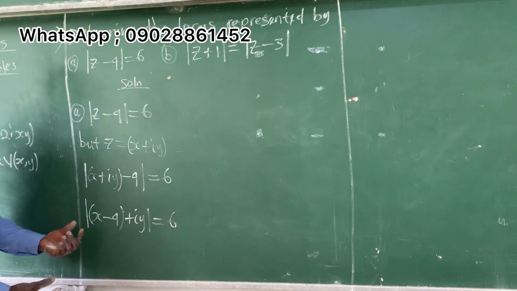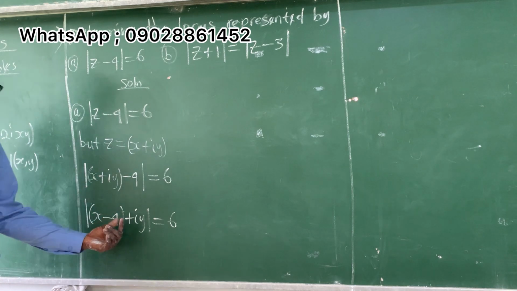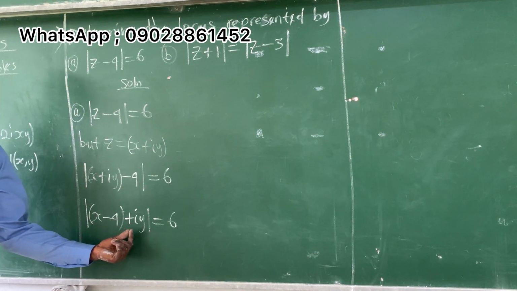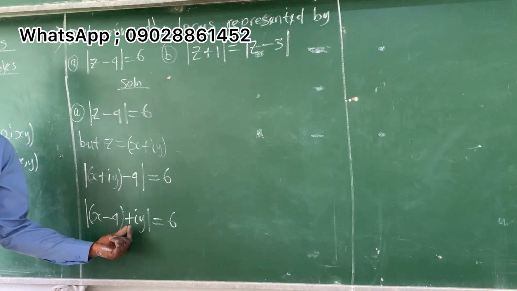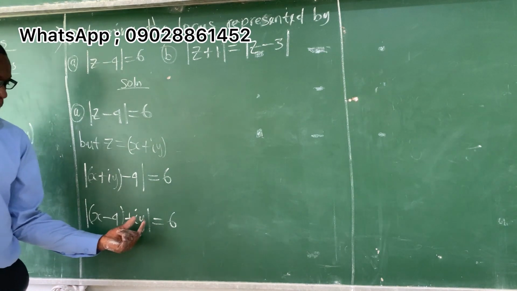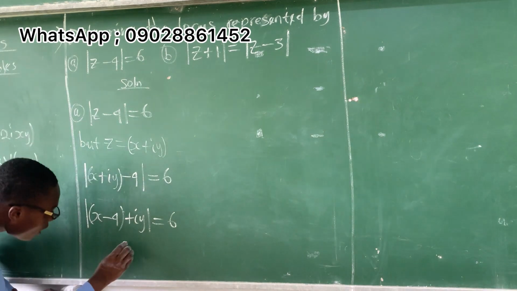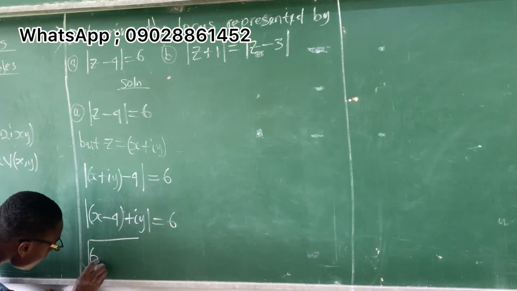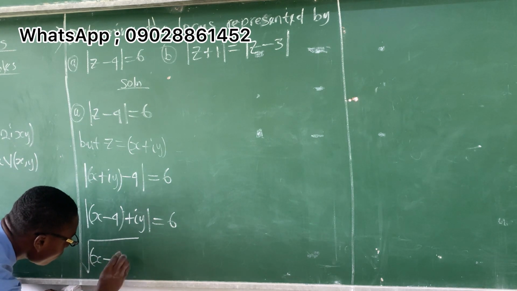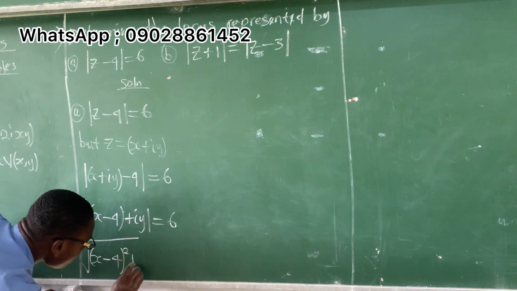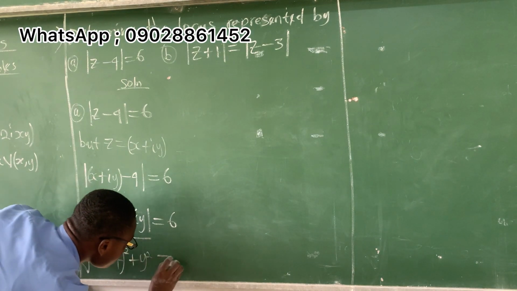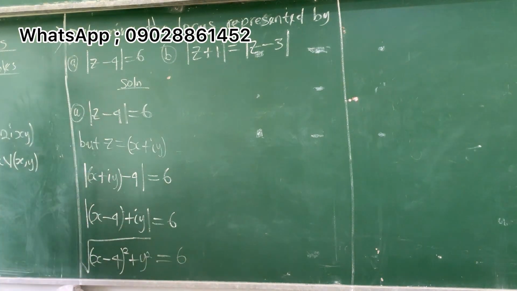Then let's go ahead and take the magnitude. And please take note, whenever you are taking the magnitude, you are not going to square i, because i here is just imaginary. You are not squaring i. So you are going to have the square root of the real part, (x minus 4) all squared, plus the imaginary part, which is y squared, and this is equal to 6.